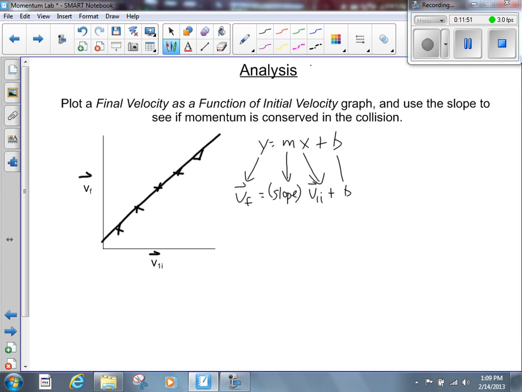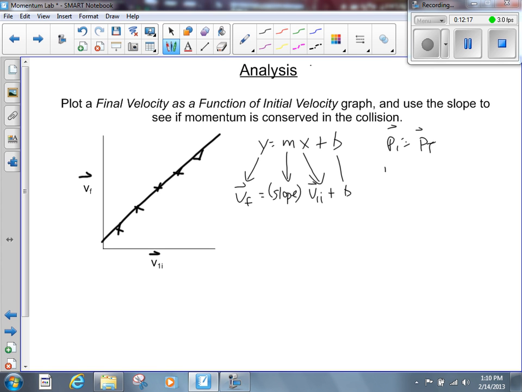The y-intercept in this particular example isn't going to mean anything, and you'll see why in just a moment. Sometimes it does, sometimes it doesn't. Now what we've got to do is come up with an equation ourselves that describes what's going on in this situation. We have two carts colliding. We know that conservation of momentum describes that. So let's write down Pi = Pf.